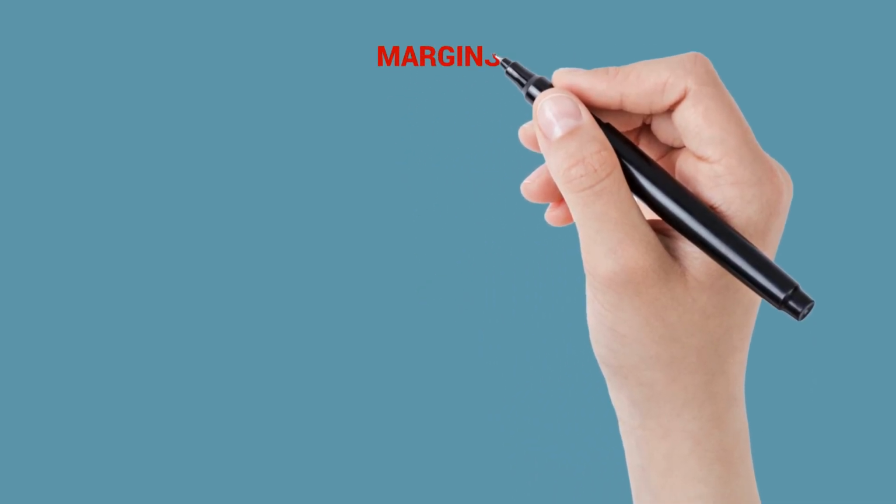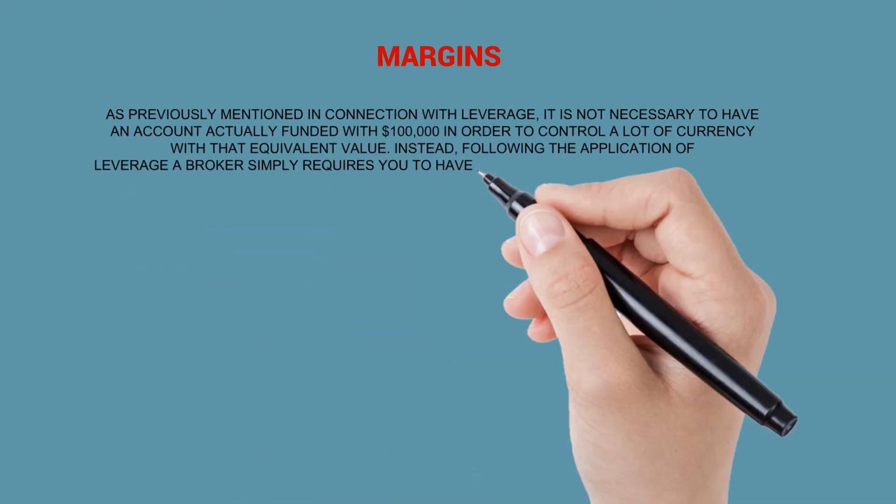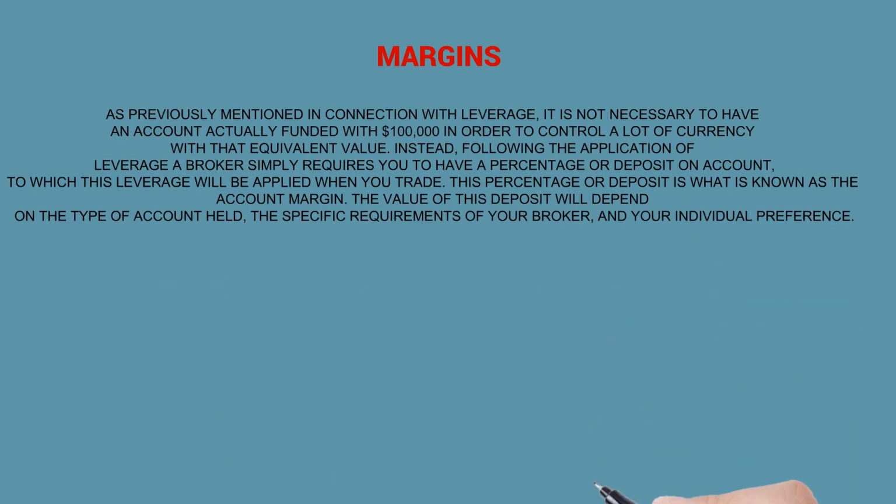Margins. As previously mentioned in connection with leverage, it is not necessary to have an account actually funded with $100,000 in order to control a lot of currency with that equivalent value. Instead, following their application of leverage, a broker simply requires you to have a percentage or deposit on account, to which this leverage will be applied when you trade. This percentage or deposit is what is known as your account margin.